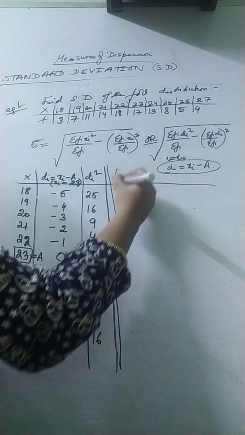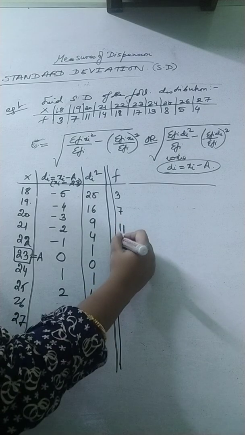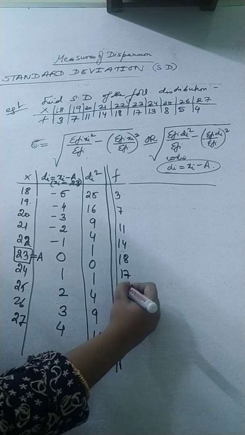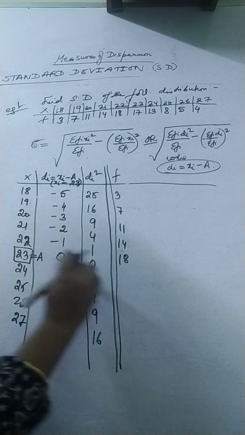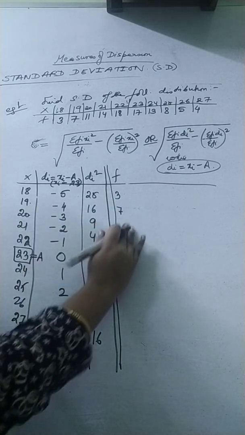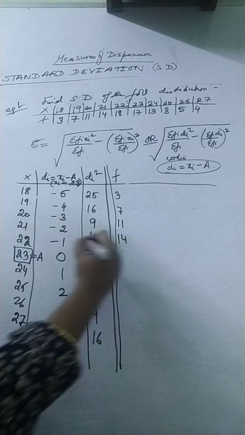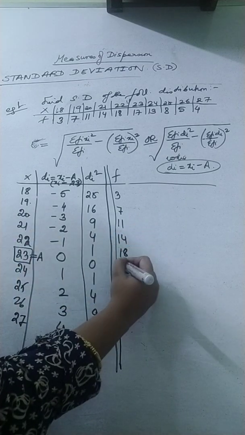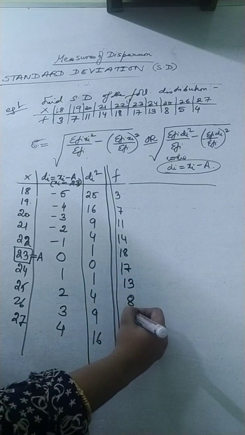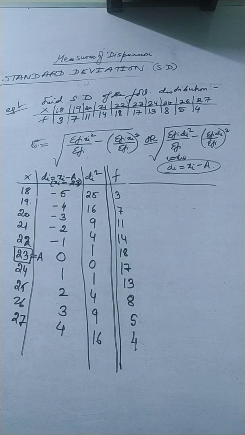Let me write down. Frequencies are 3 over here, 7, 11, 14, 18, 17, where is it? 13. Lost track. Wait. This is for 3, this is 7, this is 11, this is 14, this one is 18, this is your 17, this is your 13, this is 8, this is 5, and here I have 4. So these are the frequencies.